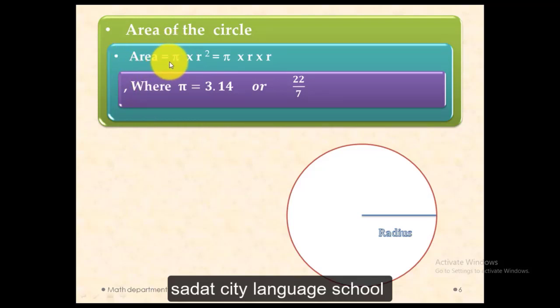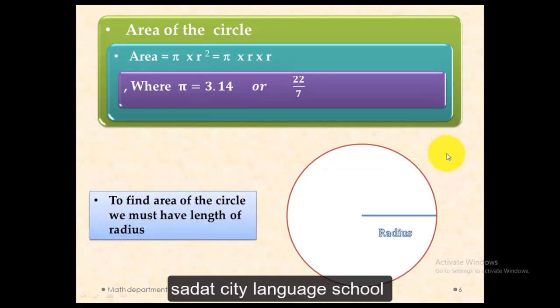Area of circle equals what? Pi times radius power 2, or we can say pi times radius times radius. Radius repeated 2 times. This is the meaning of power 2. Okay, and pi equals 3.14 or 22 over 7.